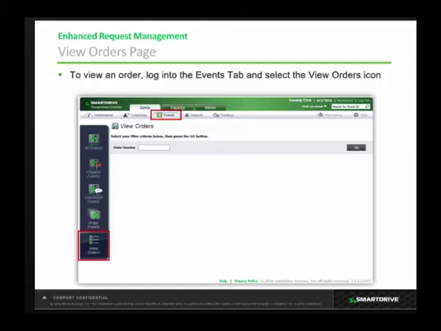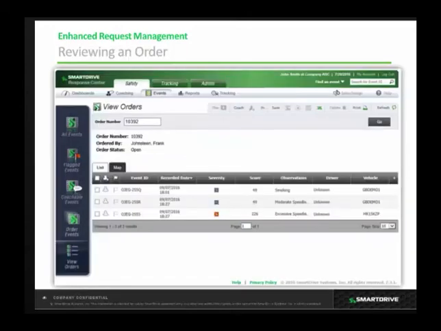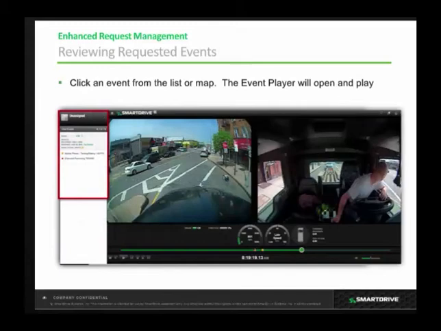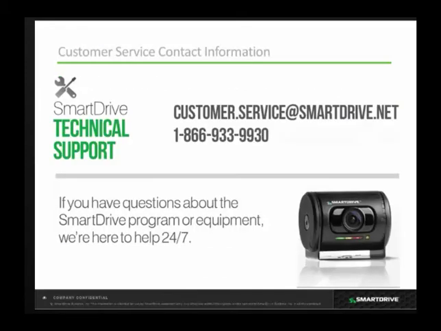The order number can also be used when requesting assistance from SmartDrive customer service. Enter the order number and select Go. The Response Center will now display your order. The user can now click on an event to view the video. The event player will open and play. For any technical issues or questions related to ordering or offloading events, please reach out to SmartDrive customer service.